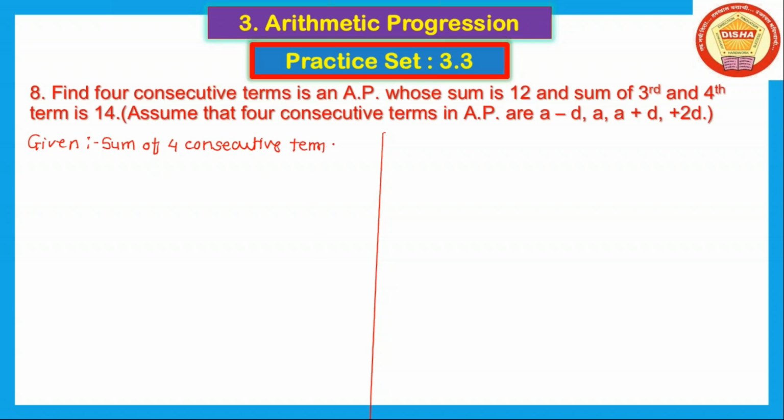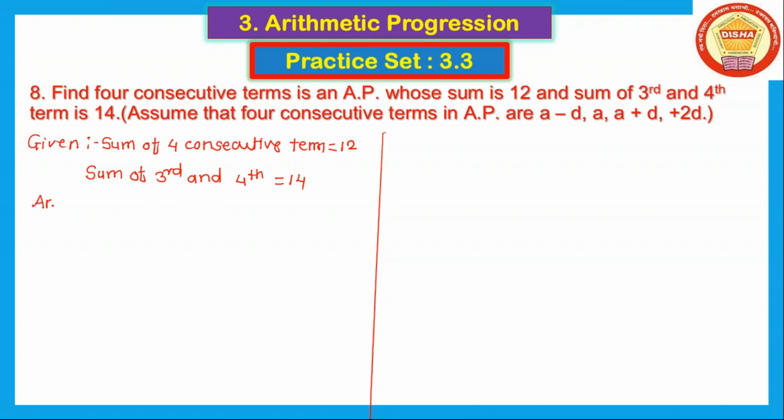This sum is given here, which is equal to 12. And the sum of the third and fourth terms is equal to 40. And here we have to find the 4 consecutive terms.